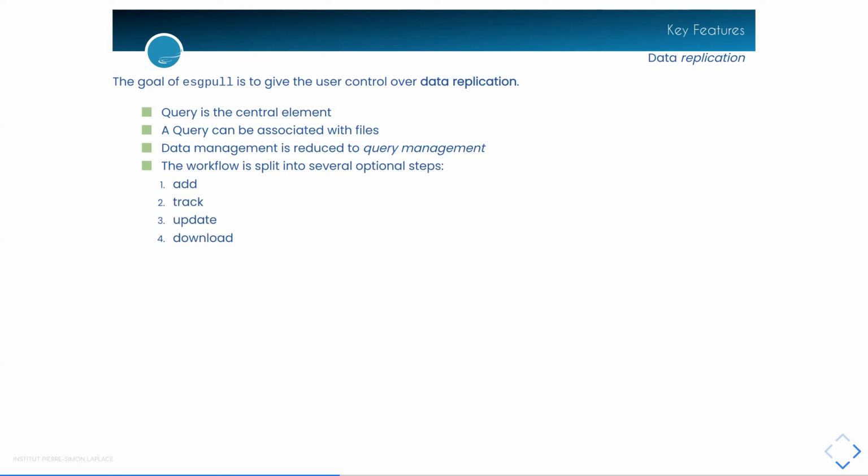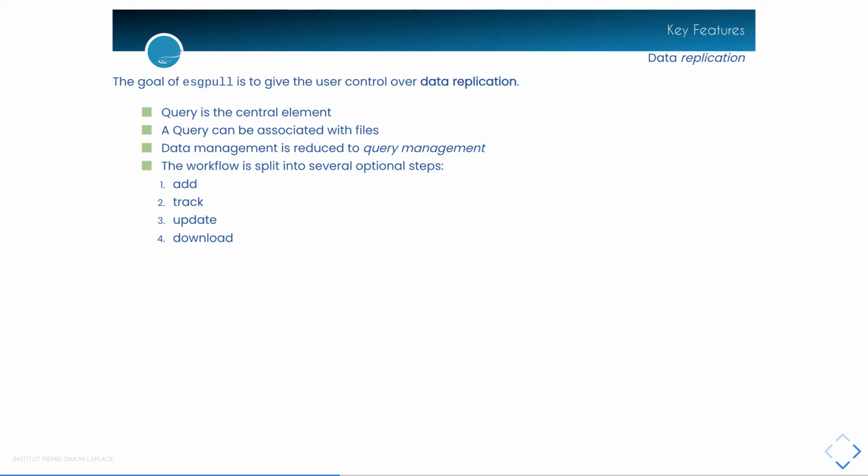And a query can be associated with files, which is obviously when you want to download some files. Datasets don't really exist in ESGpull. They are still used for the search to be more friendly, but everything is query or files. And so data management is reduced to query management. You don't actually go over files. There is a little view of all the files except the size it takes on the disk and how many files there are.